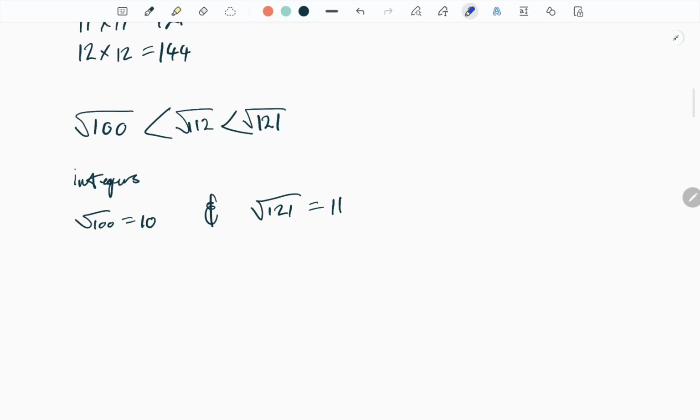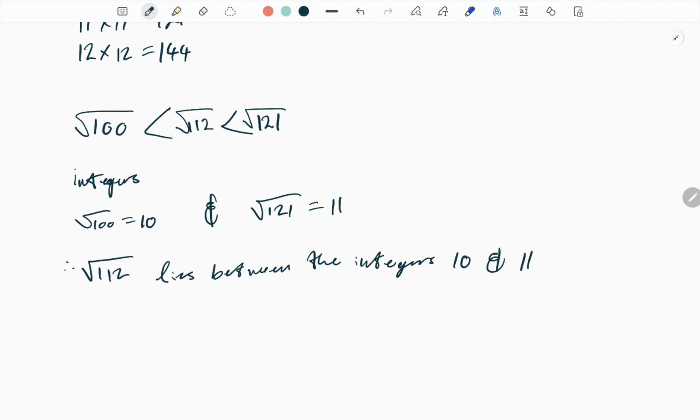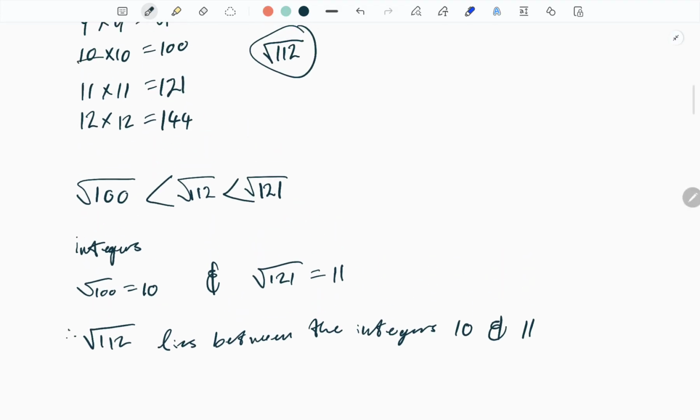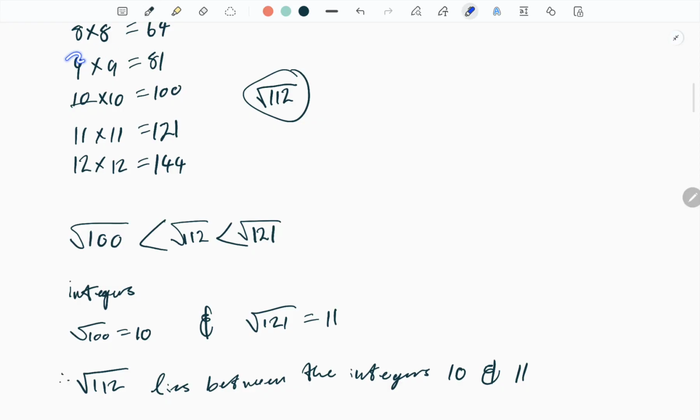So now we can conclude that the square root of 112 lies between the integers 10 and 11. All right, so we write that the square root of 112 lies between the integers 10 and 11. So these will be our integers, 10 and 11.